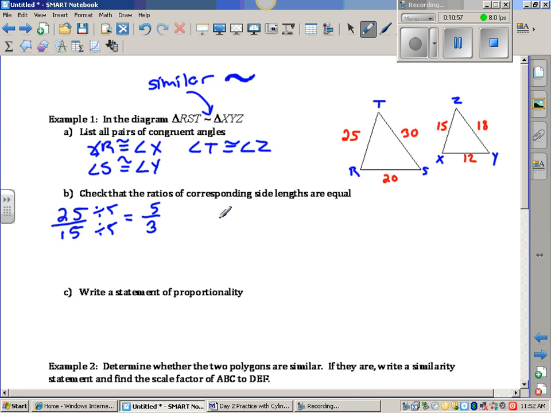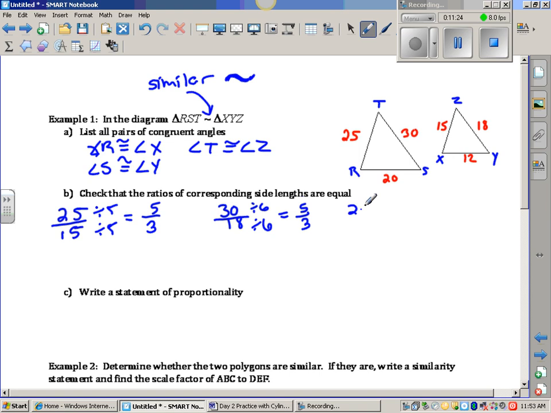Let's check the next side. If I started with the 25, which is RT, I got to keep to the same pattern. So now I'll just go over here, and I'm going to compare the side length of 30 to a side length of 18. Greatest common factor to reduce would be 6, and I would get 5/3 again. So far so good. We have the same ratio, the same scale factor of 5/3.